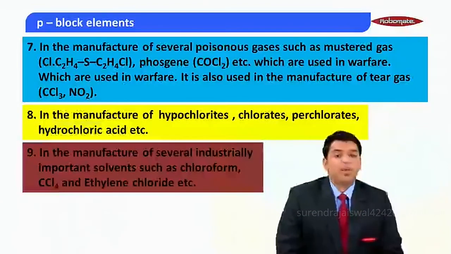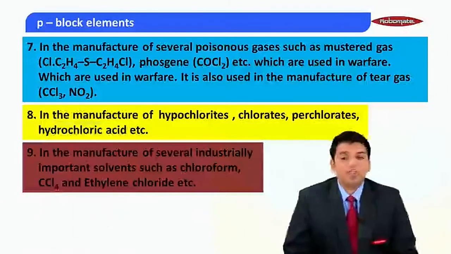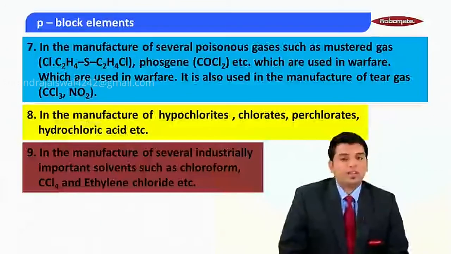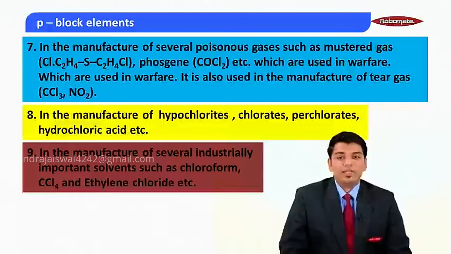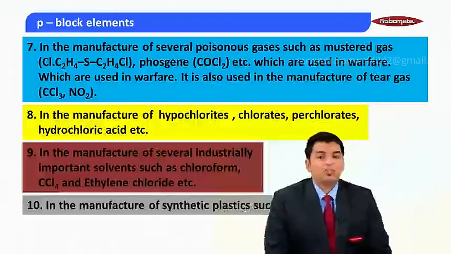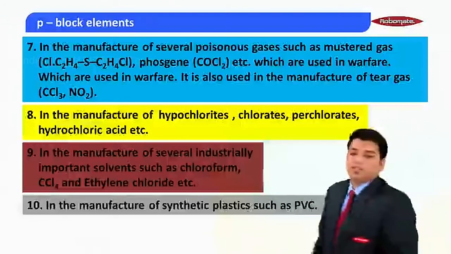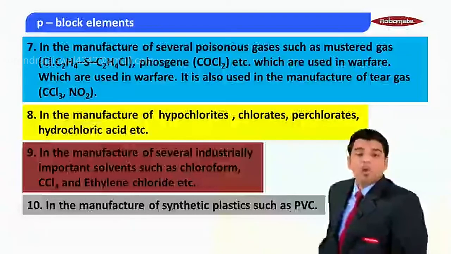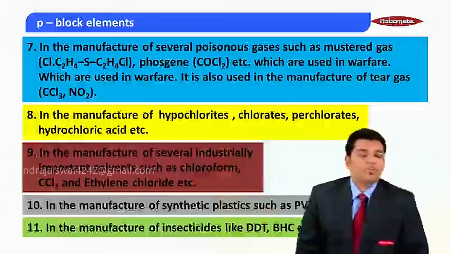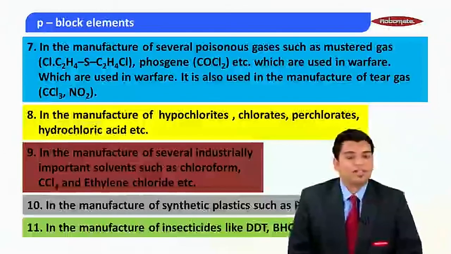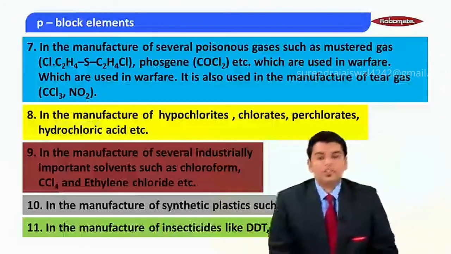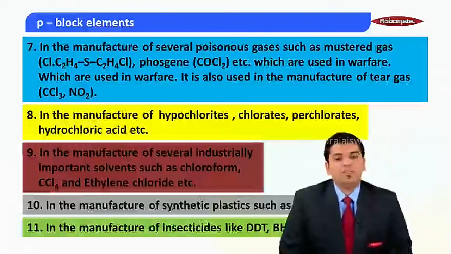And in the manufacture of several industrially important solvents such as chloroform, CCl4, ethylene chloride, and ethylene dichloride, Cl2 plays a major role. Then it is also used in the manufacture of synthetic plastics such as PVC, that is polyvinyl chloride. And lastly, it is used in the manufacture of various important insecticides like DDT or BHC, etc. So these were the chemical reactions and uses of chlorine.